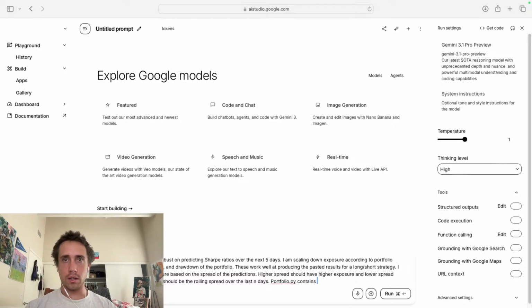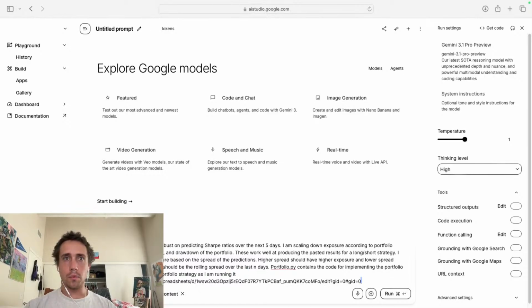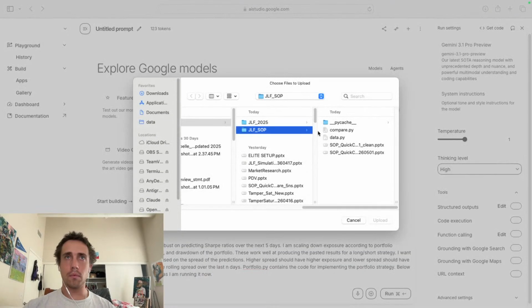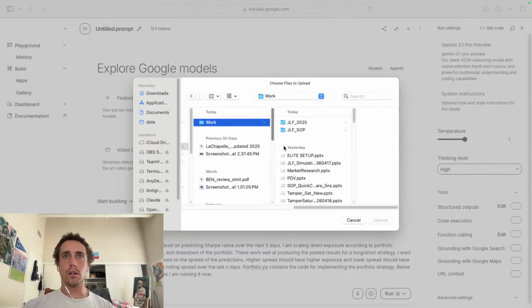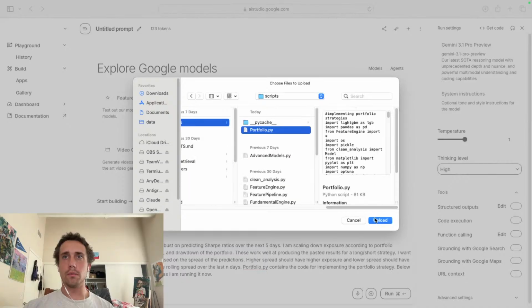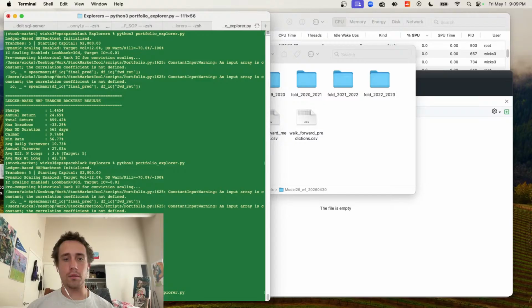Portfolio.py contains the code for implementing the portfolio strategy. Below pasted is the portfolio strategy as I am running it now. Very good. Now I need to run this again.